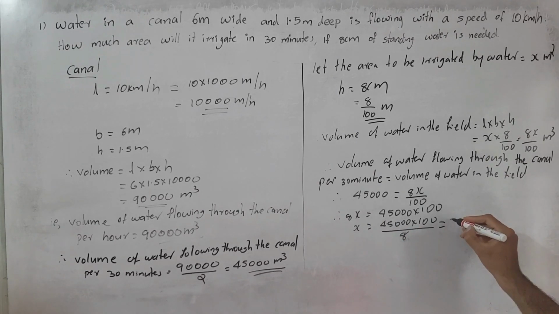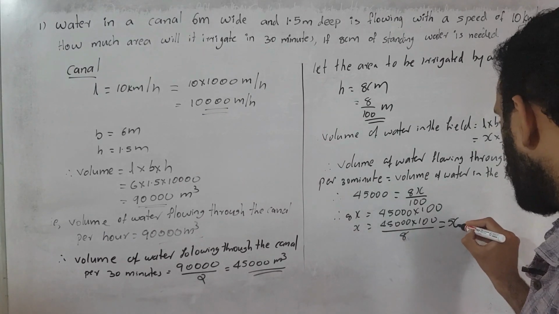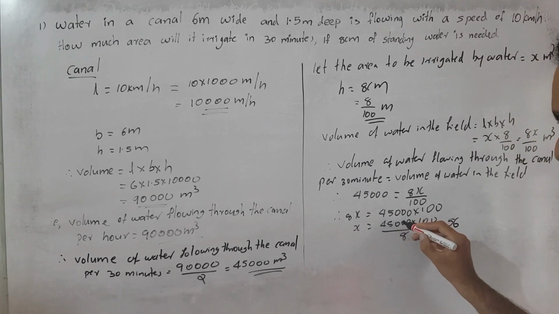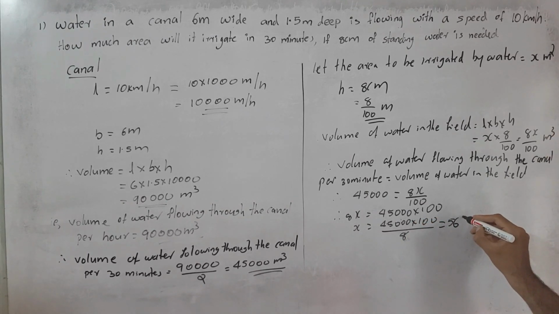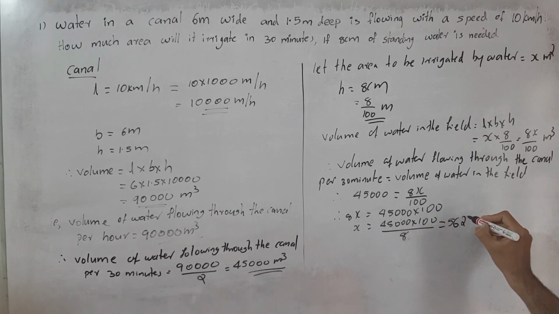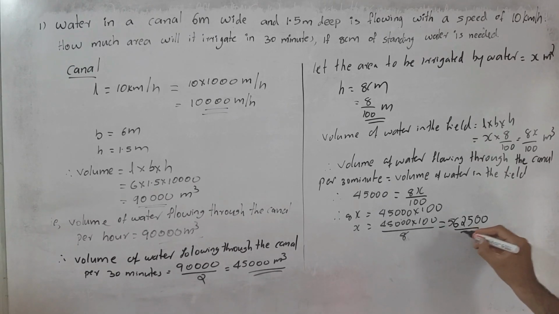How many times 8 goes into 45? Yes, 5 times. Then 40, then 5 is balance, 50. Then how many times 8 goes into 50? Yes, 6 times, correct? Then 48, then 2 is balance, then 20, then 2 times. 4 is balance, then 40, then how many times? 5 times. Then 5625 into 100 is 562500. Then what do we get?